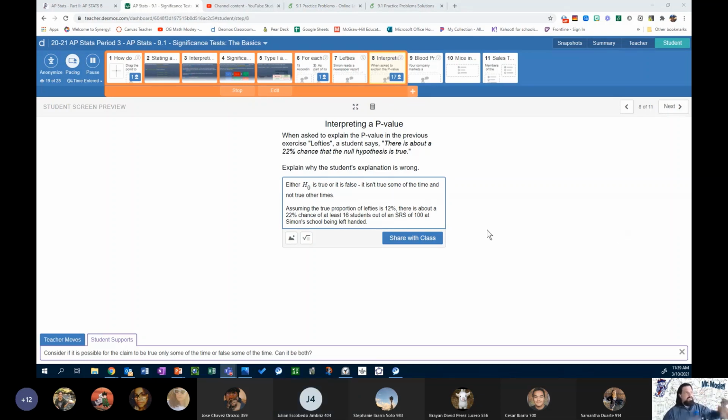All right, so this would be a correct interpretation, like if we're fixing this. Assuming that the true proportion of lefties is 12%, then there's about a 22% chance of at least 16 students out of an SRS of 100 at Simon's school being left-handed. So if we repeated this process over and over again, selecting SRSs of 100 students, we'd have about a 22% chance of getting 16 or more students who are left-handed, assuming that the true proportion is 12%. That's what our p-value is. It says if I take this SRS over and over again, this is the probability of me getting this result or something more extreme than that result, which in this case would be greater than.